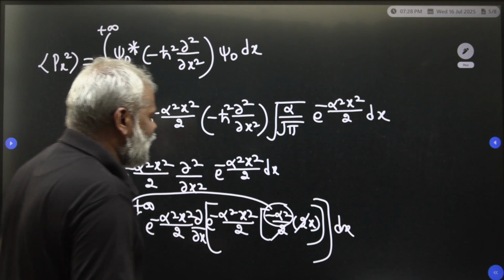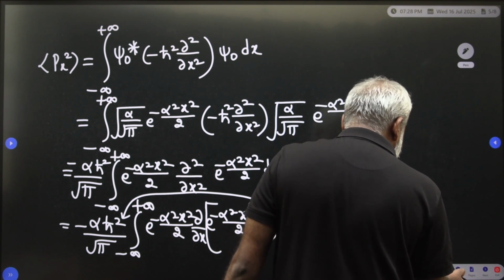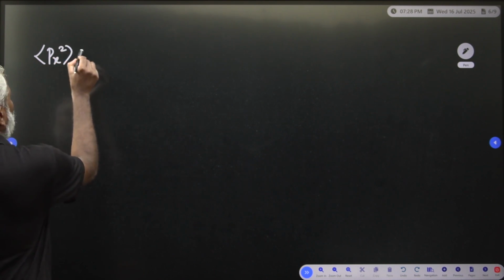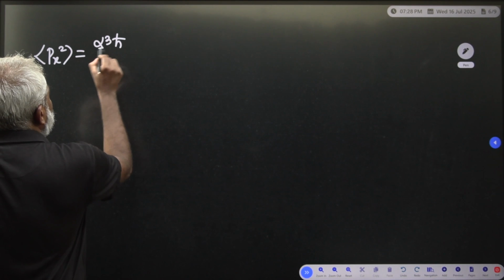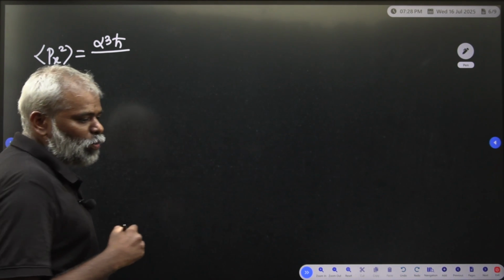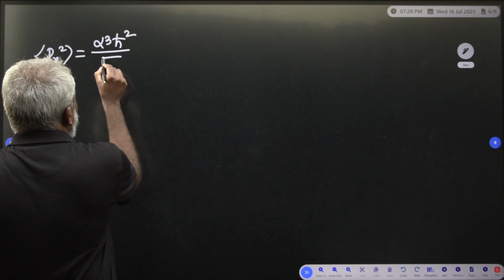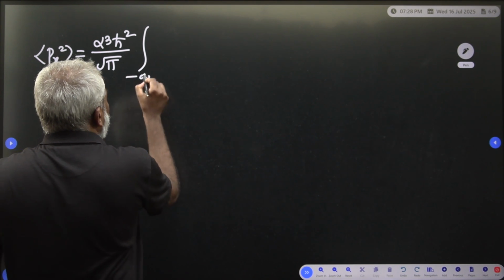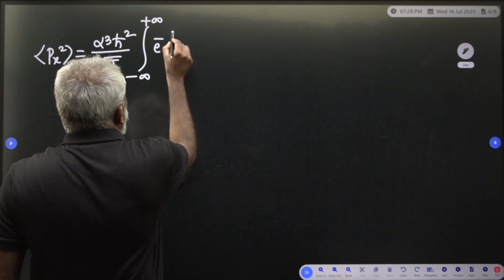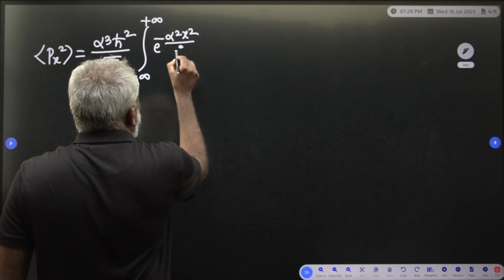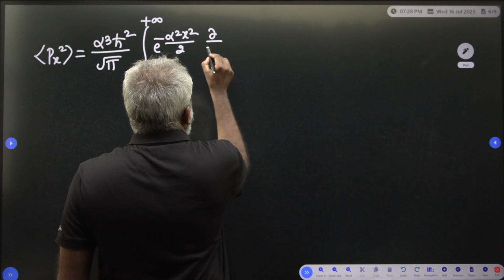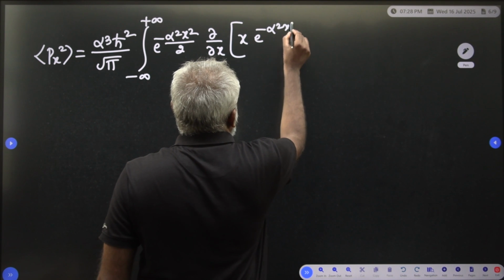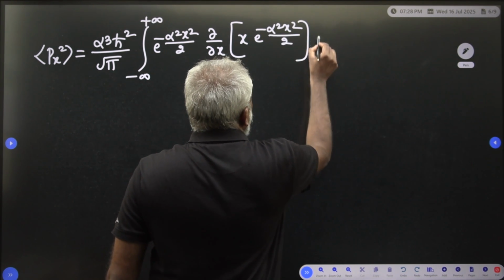So we are going to take one more fresh page. The expectation value of p x square is equal to alpha cube into h cut square divided by root 5. Alpha cube I have to take outside, integral minus infinity to plus infinity e to the power of minus alpha square x square divided by 2 into dou by dou x of x into e to the power of minus alpha square x square divided by 2 into dx we are going to get.